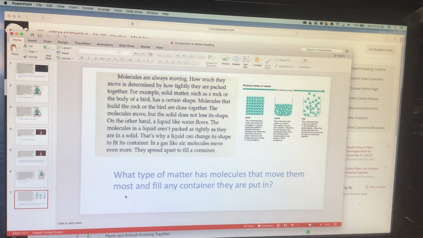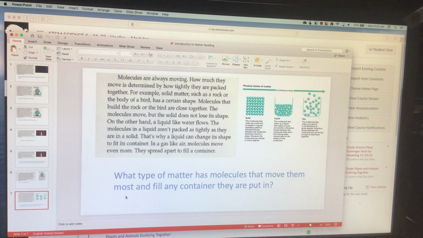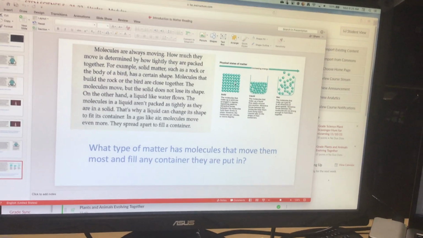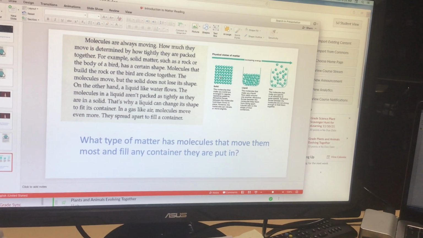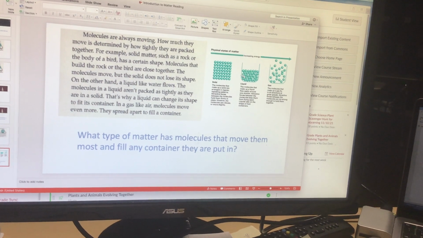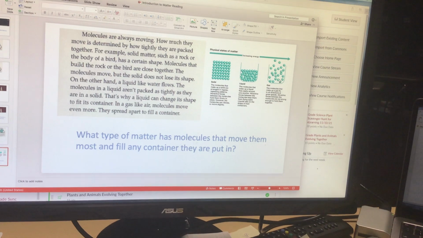In a gas like air, molecules move even more. They spread apart to fill a container. And they show you this over here. The little circles represent the molecules of a solid. They're all real close together. In a liquid, they're jumbled up, a little bit looser. And then in a gas, they're moving around a whole bunch.